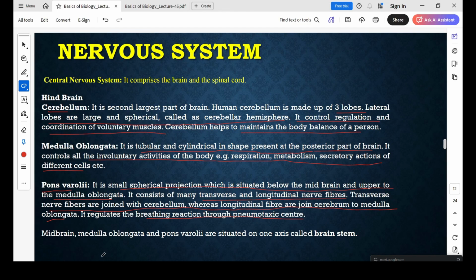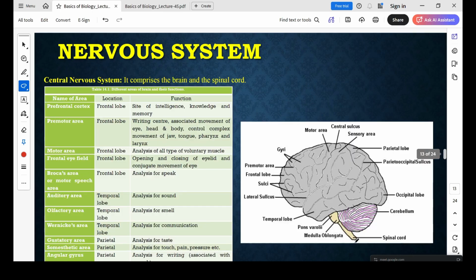The midbrain, medulla oblongata and pons varolii are situated on one axis known as the brainstem.